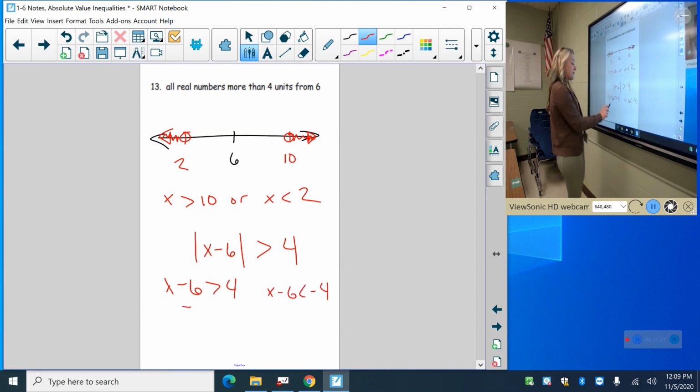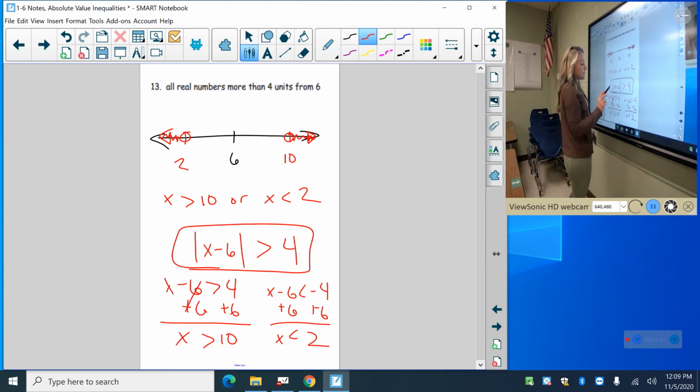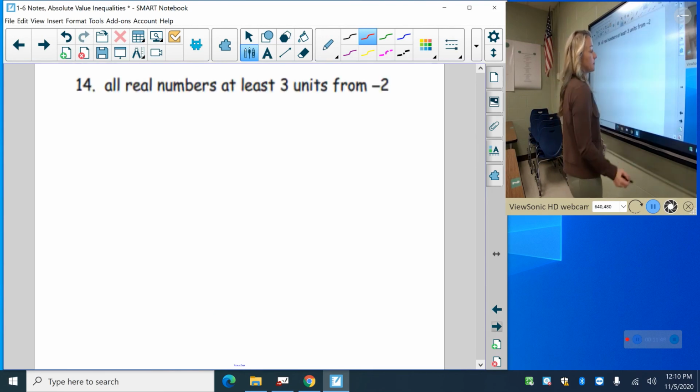Now, when I solve, if I add 6, does it work? x is greater than 10, plus 6, plus 6, x is less than 2, which is exactly what we have up here. So that would be our final. And what I suggest to you is, like I did, I made a mistake there with my sign on the inside. Go ahead and check it to make sure that your two inequalities match. All right, moving along.